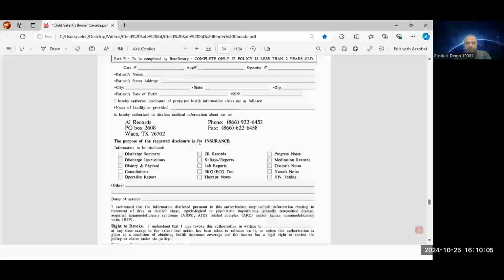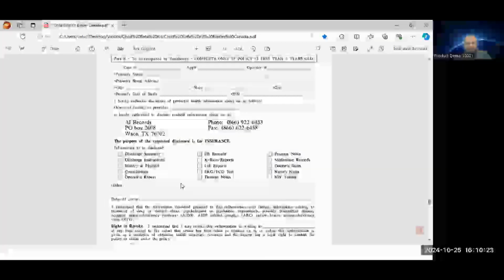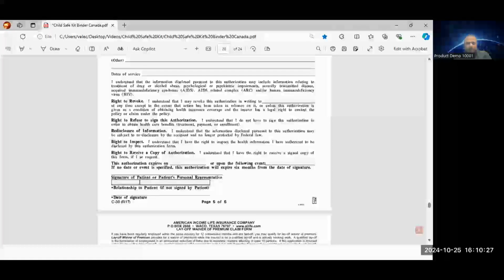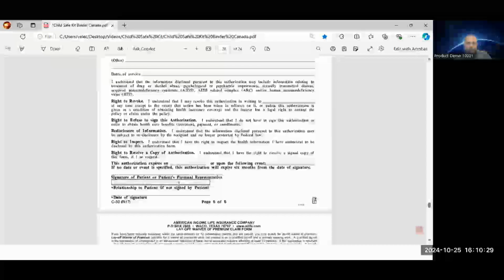Purpose of requested disclosure is for insurance information to be disclosed. So this is all part of the medical records or MIB. If the insurance company does need to access any one of these, they should be able to access one of these using this form. All right. Signature of the patient and relationship to the patient.